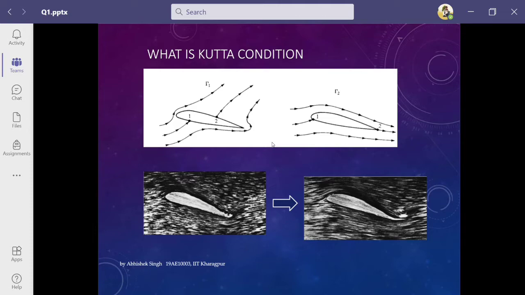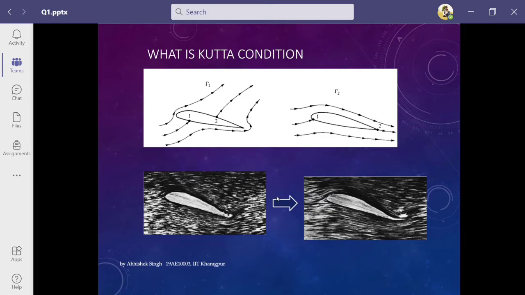But we know that in nature there exists a single value of circulation for a given angle of attack in a given condition. So the question that comes to our mind is how nature decides which value is right for it. To get that value, obviously we need some extra condition which fixes the value of circulation around an airfoil at a given angle of attack.